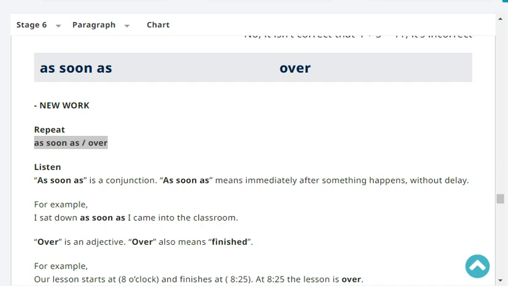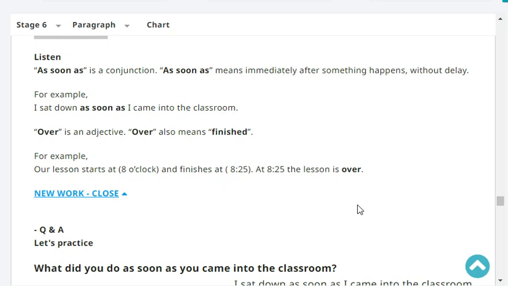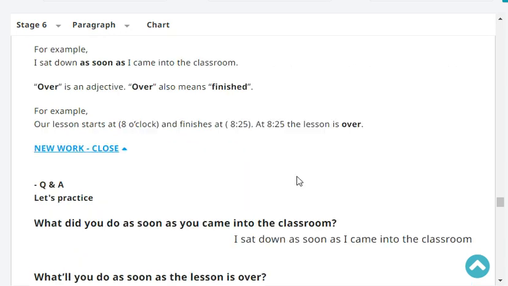Very good. Listen. As soon as is a conjunction. As soon as means immediately after something happens without delay. For example, I sat down as soon as I came into the classroom. Over is an adjective. Over also means finished. For example, our lesson starts at 9:30 in the morning and finishes at 9:55. So at 9:55 the lesson is over.